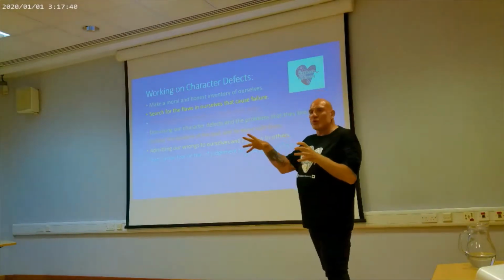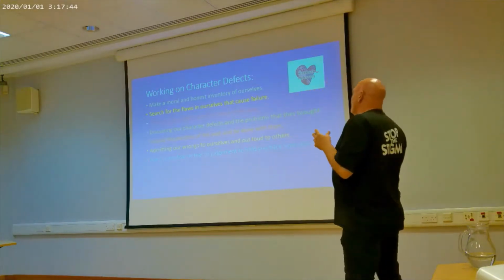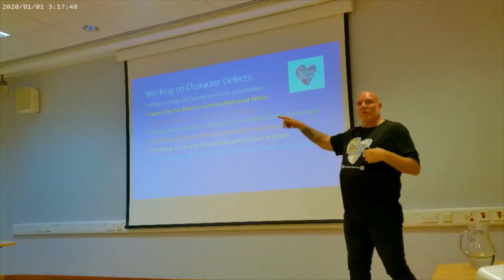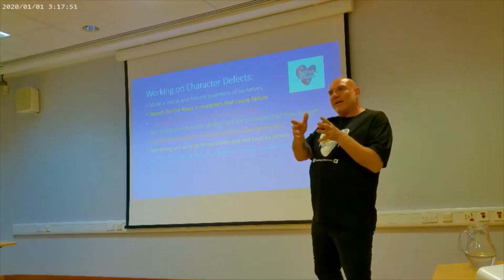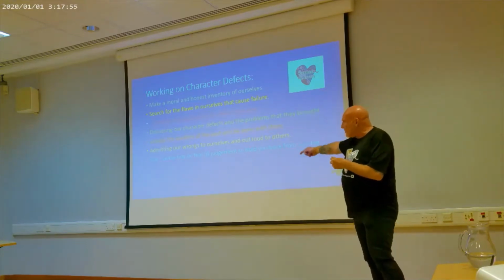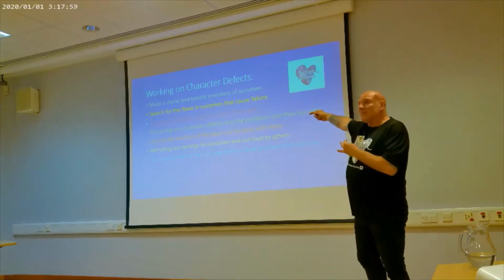Right, so this is the solution stuff. We talked about the problem of character defects. We've all got them. So, working on character defects: first of all, you buddy up with somebody. If you're in a 12-step program, this would be step 4 and step 5 stuff, which would lead on to step 6.